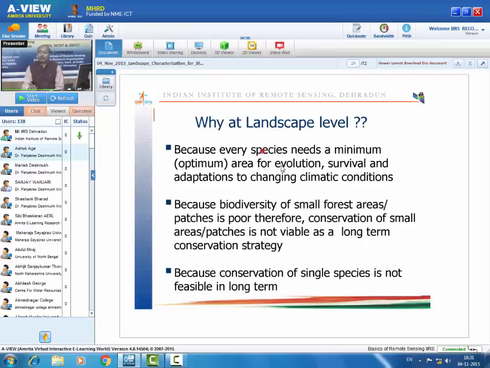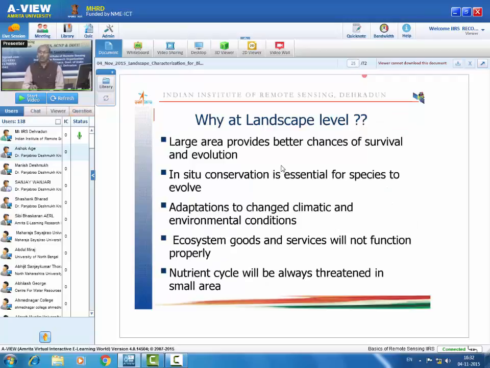Why we need to do this, I'll just highlight a few things, because every species needs a minimum area for evolution and survival and for adaptation, particularly to changing climatic conditions. Therefore, to consider all these things, we need to have a large area for conservation. Otherwise, it is not possible. And that's why we say single species conservation is not possible. We would like to have many species conserved and then they all will be interacting and evolving. So evolution is taken care of.